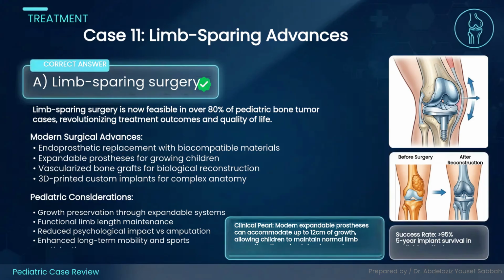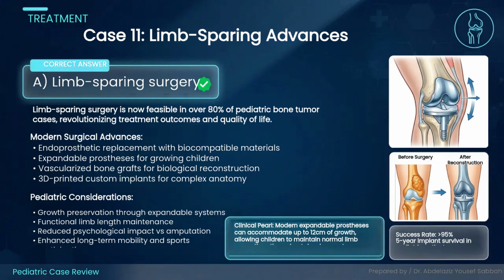Limb-sparing surgery. Limb-sparing surgery is now feasible in over 80% of pediatric bone tumor cases, revolutionizing treatment outcomes and quality of life. Modern surgical advances include endoprosthetic replacement with biocompatible materials, expandable prostheses for growing children, vascularized bone grafts for biological reconstruction, and 3-dimensional printed custom implants for complex anatomy. Key pediatric considerations include growth preservation through expandable systems, functional limb length maintenance, reduced psychological impact compared to amputation, and enhanced long-term mobility and sports participation.